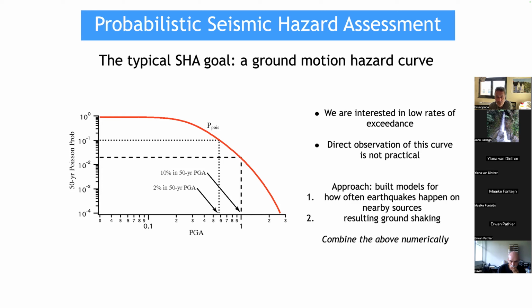How do we obtain this curve, how do we construct our models? We have to evaluate how often earthquakes happen on the sources around our area. And then we have to evaluate the resulting ground shaking using the ground motion models, and combine these two main steps. Numerically, we obtain this kind of curve.